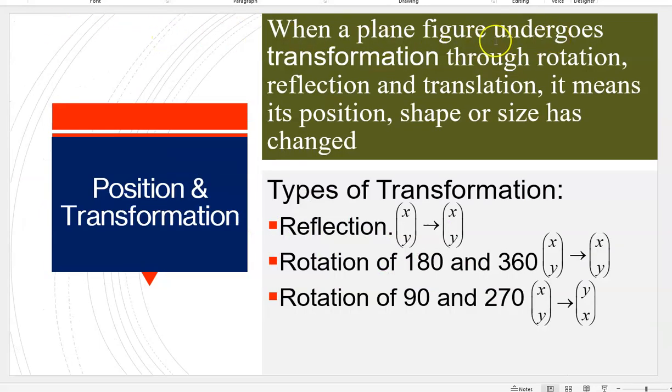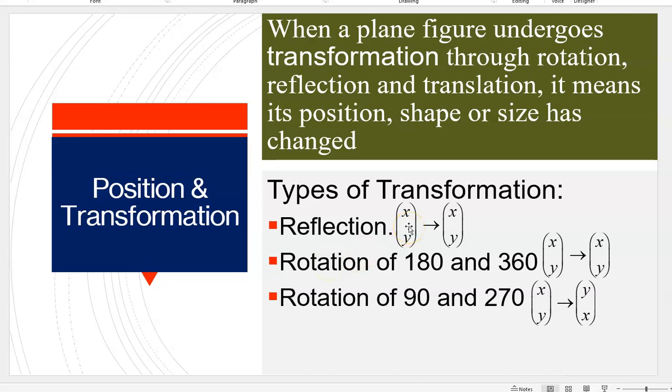When a plane figure undergoes transformation through rotation, reflection, and translation, it means its position, shape, or size has changed. In this video, we are going to learn about types of transformation, reflection, and rotation.